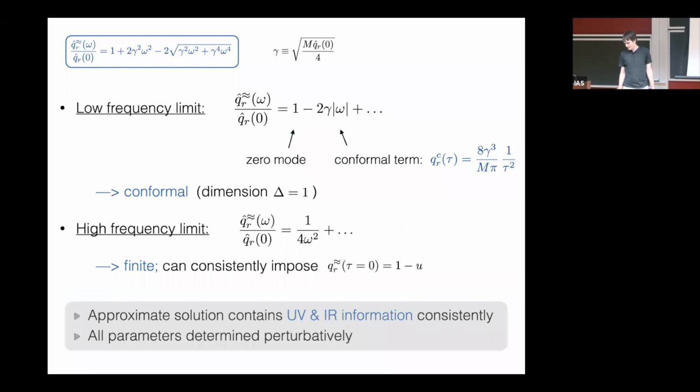So let's see some features of this solution. The first thing is that in a low frequency limit, if you look at the solution, it has this conformal term in it. So it starts with a 1. So there's a 0 mode. That's sort of the first term you get. But then you get a term that's linear in absolute omega. If you Fourier transform that, that's the scaling solution that we were asking how to find. And here, what we see is that it looks like there's an operator of dimension 1, because it scales like 1 over tau squared.